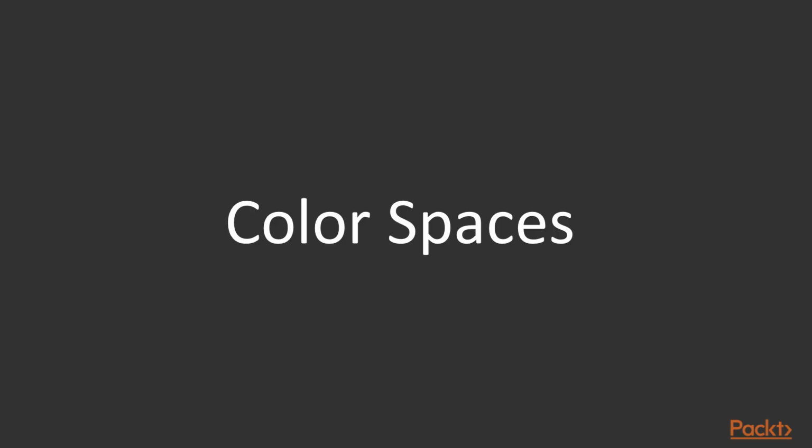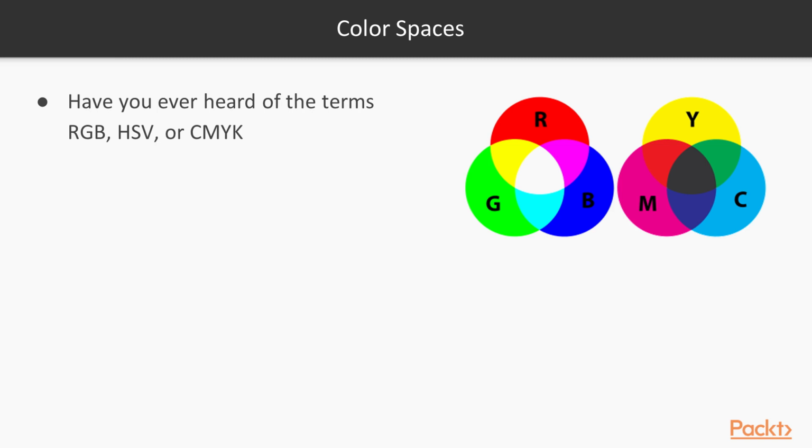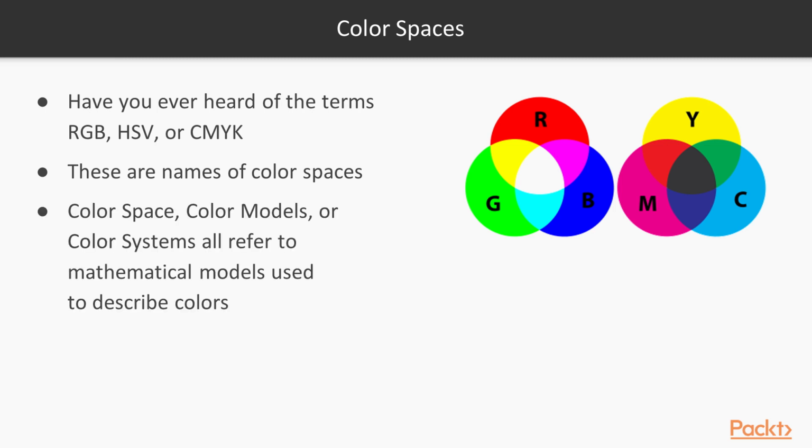So firstly, what exactly are color spaces? Well, have you ever heard of the terms RGB, HSV, or CMYK? If you're into professional photography or printing, I'm guaranteeing you've heard of these terms before. These are the names of very popular color spaces. Color spaces, also known as color models or color systems, all refer to mathematical models used to describe colors.